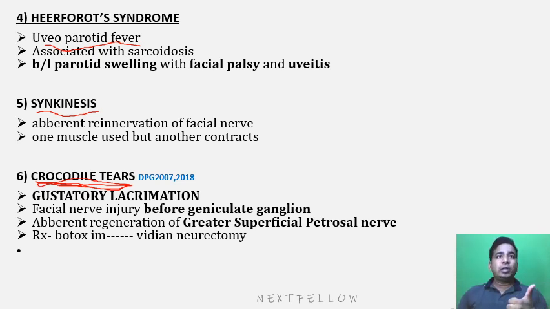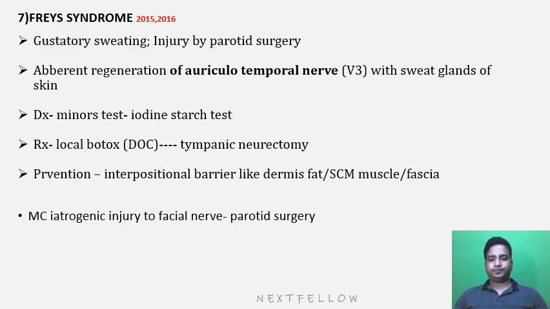And what is the treatment in all these? Whenever there is an aberrant re-innervation, the best treatment is to inject Botox in that muscle. So what I will do, I will just inject Botox over the affected area. Or otherwise, what you can do is Vidian neurectomy. So just incise the Vidian nerve. Okay. So this is crocodile tears.